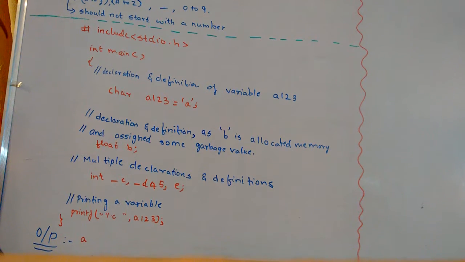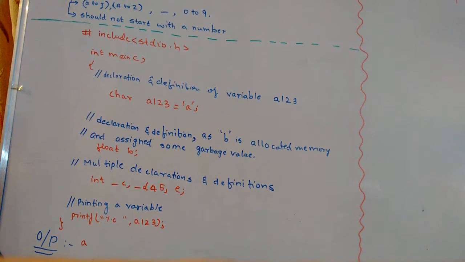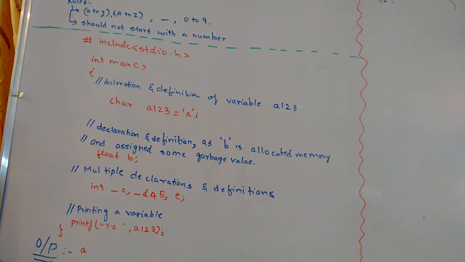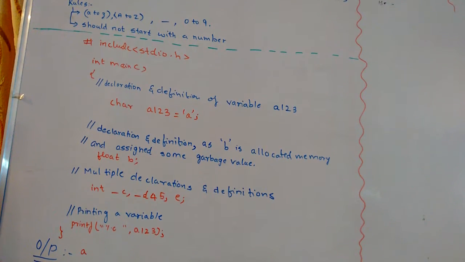Some of them may be confused because I haven't said float b equal to something explicitly, but what you have to understand is that whatever garbage value is there, that is only assigned to b. Therefore, variable definition is also complete.